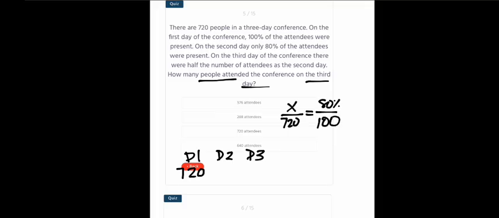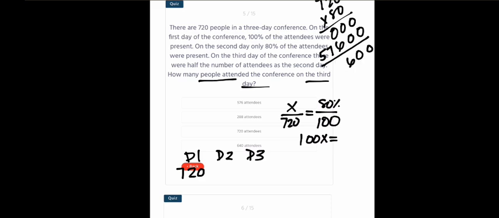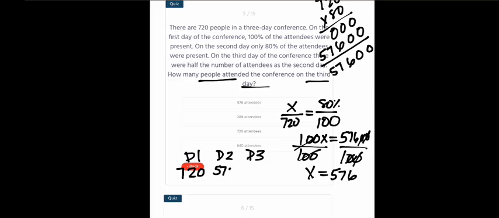720, 80%, that's the number I want to find. 100 always goes here. 100 times x is 100x. 720 times 80, let's work that one out. 0 times 0, 0, 0, and 0. Placeholder 0. 8 times 0, 0. 8 times 2 is 16, carry the 1. 8 times 7 is 56, plus 1 is 57. 0, 0, 6, 7, 5. Okay? Now that I have that number, I can divide by 100. I can eliminate zeros that aren't common. Look how much easier this is than the other ones. And that means that x is 576.